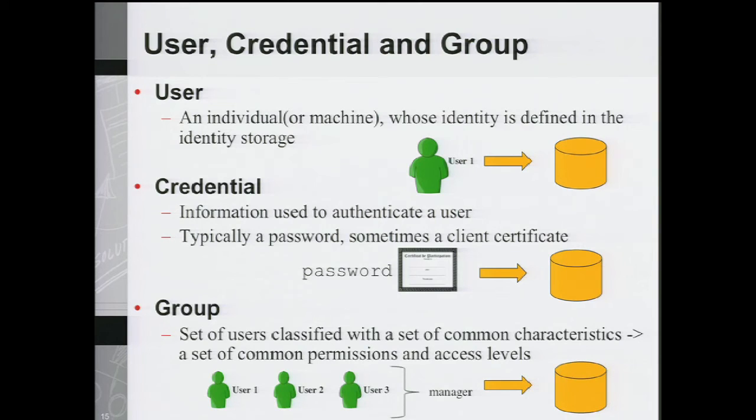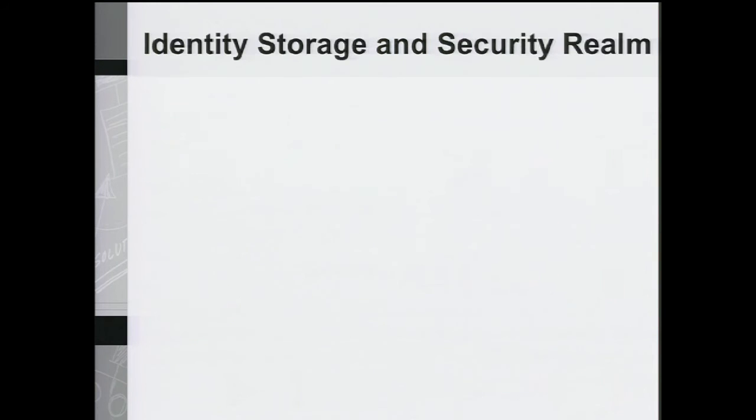Then you have group. It's a set of users with a common set of characteristics that have a common set of permissions and access levels to access certain resources. You take a bunch of users, put them into a group. In this case, I've taken user 1, user 2, and user 3, put them into a group called manager, and this information is again stored into an identity storage. So what is this identity storage and the related term security realm?